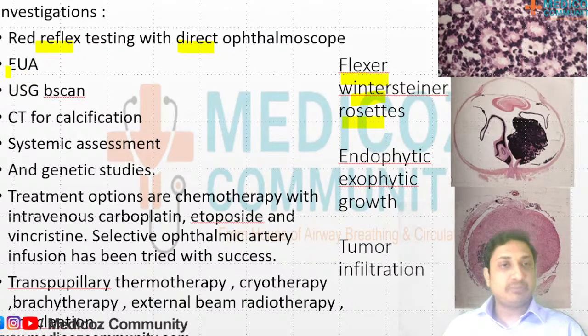You can do an examination under anesthesia. Okay, evaluation under anesthesia. You can do a USG B scan, which will show you the exophytic or endophytic kind of tumor. You can do a CT scan for seeing the calcification inside the tumor. Systemic assessment can be done and genetic studies can be done.